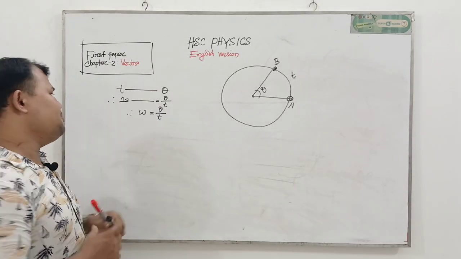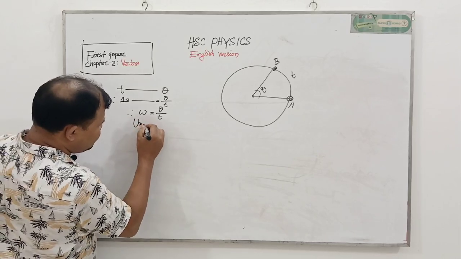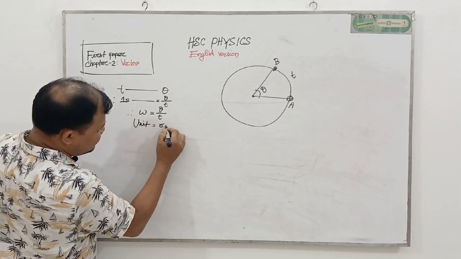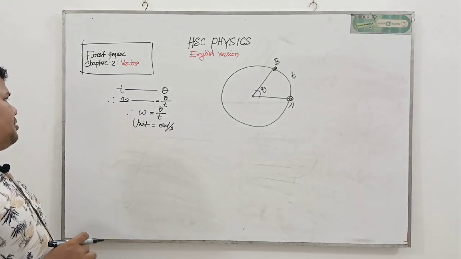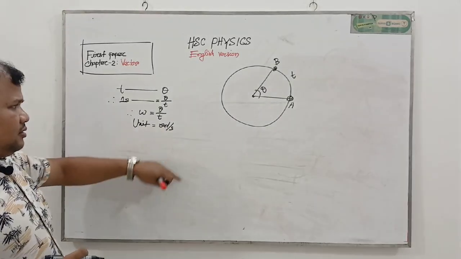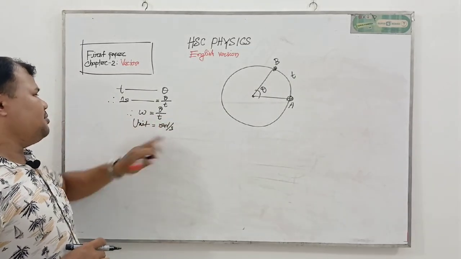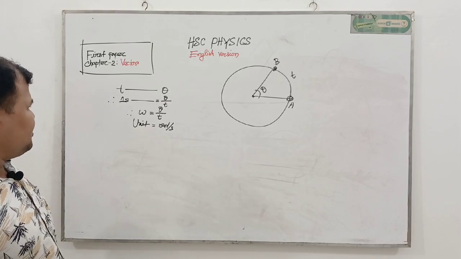Angular velocity relates angular displacement and time. The unit of angular velocity will be radian per second. Displacement is represented by radian, the angle is represented by radian, and time is in seconds.